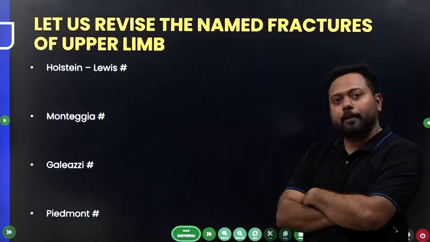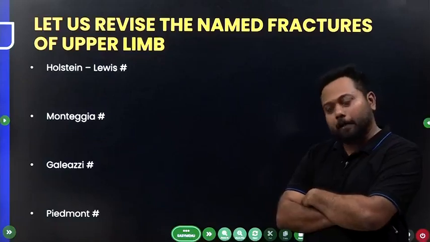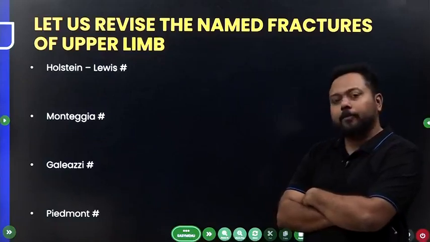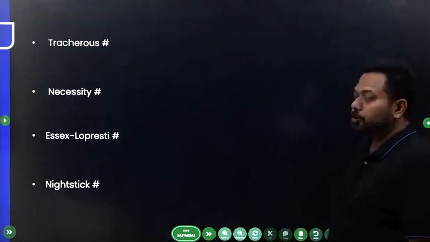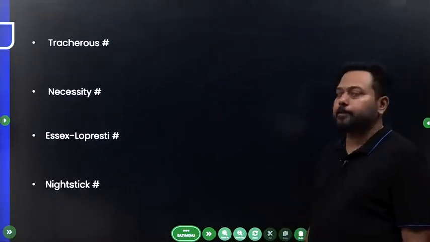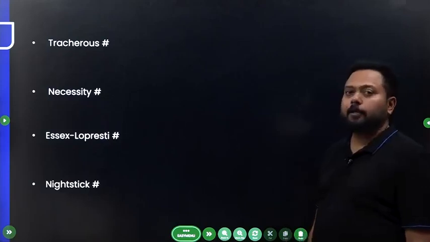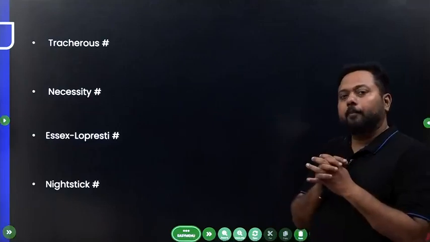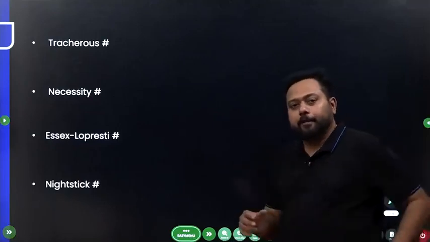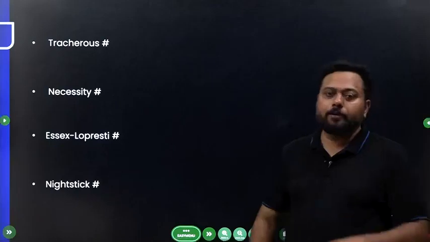Galeazzi fracture is lower third radius with distal radioulnar joint subluxation. Piedmont fracture is otherwise called Galeazzi fracture. Treacherous fracture is otherwise called Monteggia's fracture. Fracture of necessity is otherwise called Galeazzi fracture. Essex Lopresti fracture is a combination of Monteggia and Galeazzi. So concentrate. Essex Lopresti. What is that?